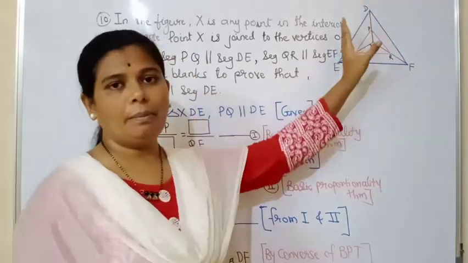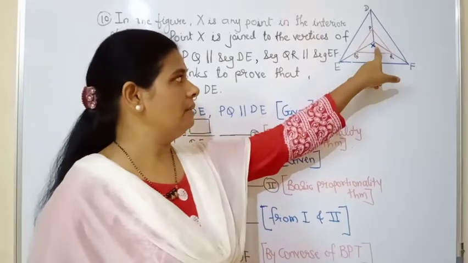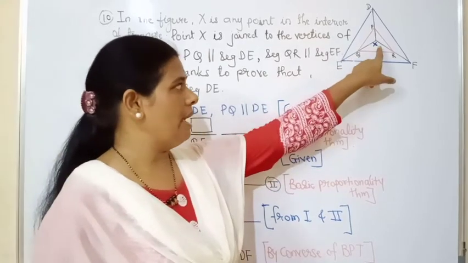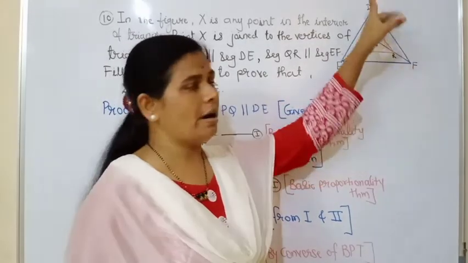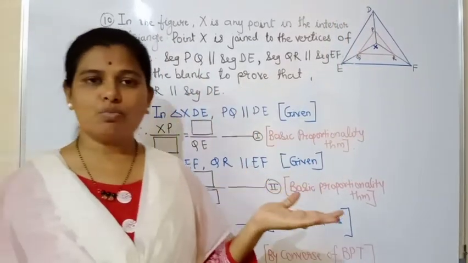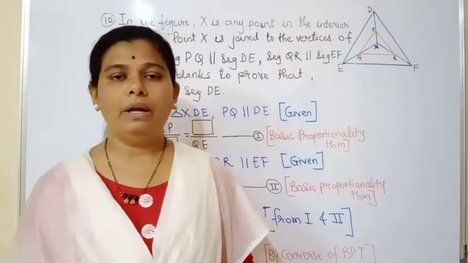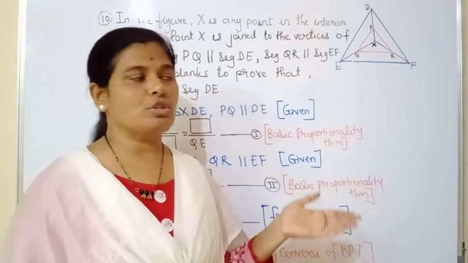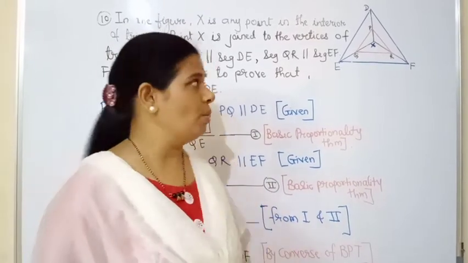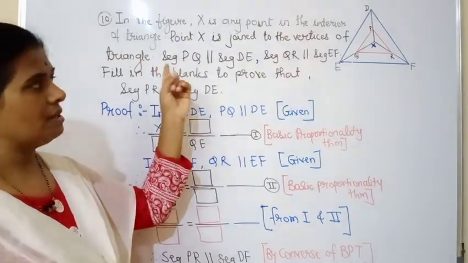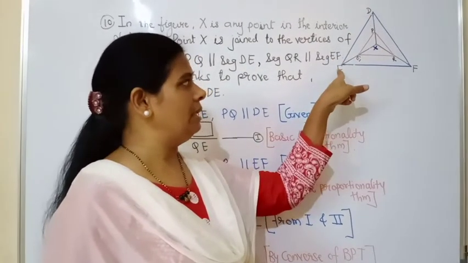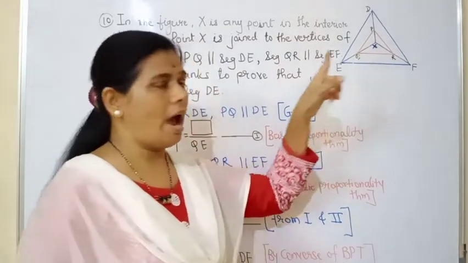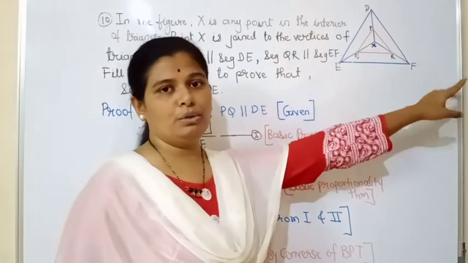As you can see, if you take the bigger triangle DEF, the point x is joined to the vertices of the triangle DEF. We can see x is joined to E, x is joined to F and also to D. Similarly, if you take the small triangle which is inside, that is triangle PQR, in that case also we can see that x is joined to the vertices of the triangle PQR. Now one more thing is given, that is PQ is parallel to DE, QR is parallel to EF, PR is parallel to DF, and we have to prove that PR is parallel to DF.